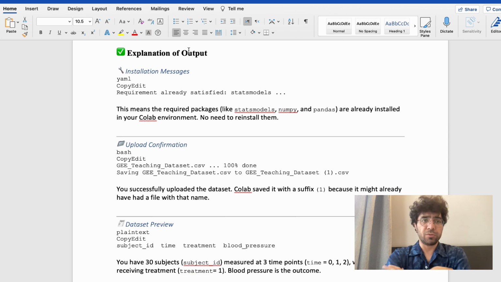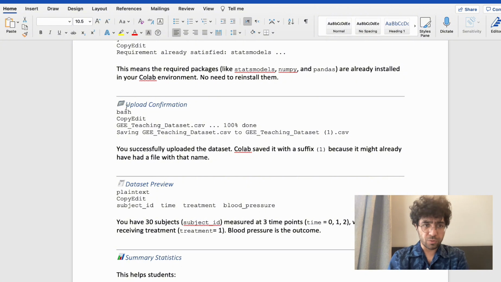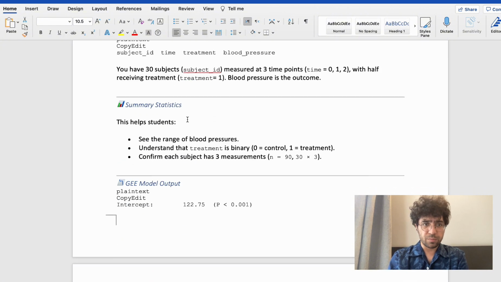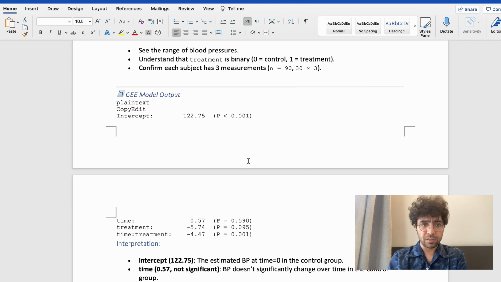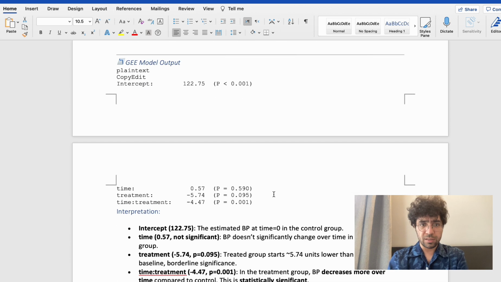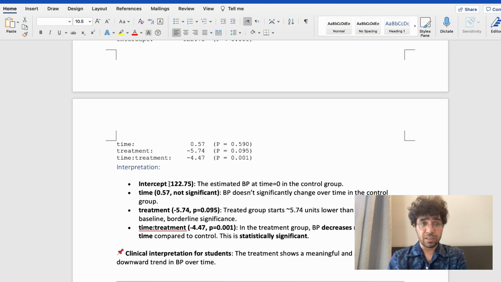Output explanation, I will just give it to you. Installation message, the first row that we talked about. The upload confirmation, dataset preview, we talked about this one, and summary statistics. And this is GEE output. This is the one that we have to interpret.